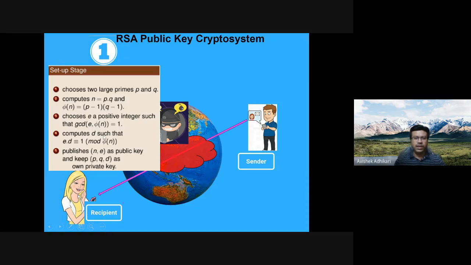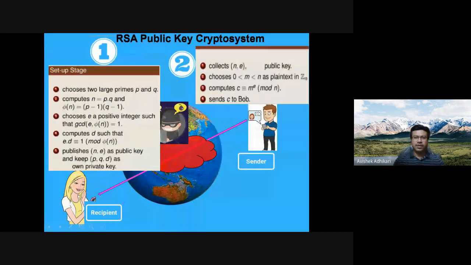Compute d such that ed is congruent to 1 mod phi n. So this step will be done by the Euclid algorithm, and this step by the extended Euclid algorithm. Then she is going to publish n and e as the public key and keep d with her. The p and q values are also kept private. They will not be used later, but we will show that if p and q are known to anybody, then they will certainly get the value of d. That's why p and q are kept secret.